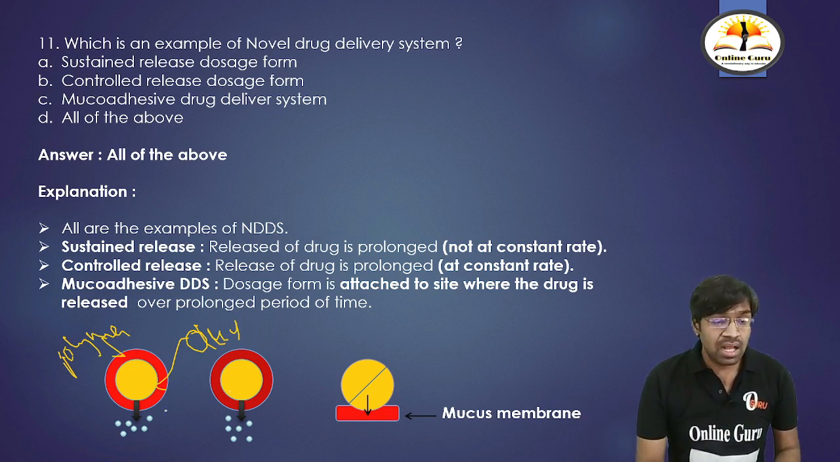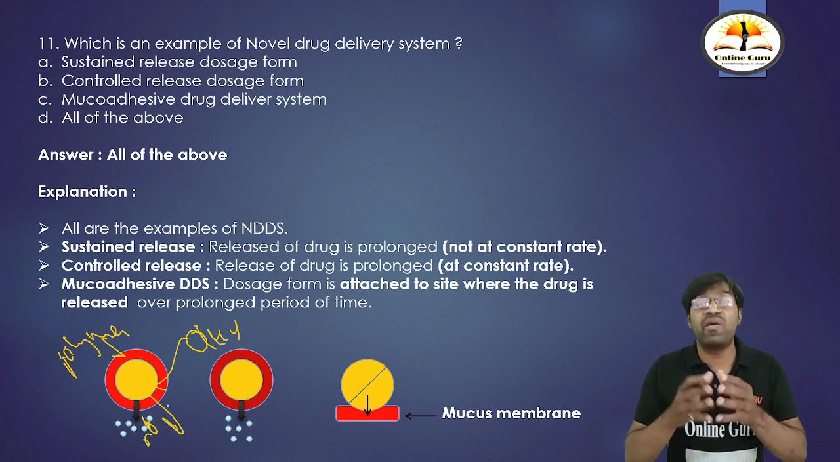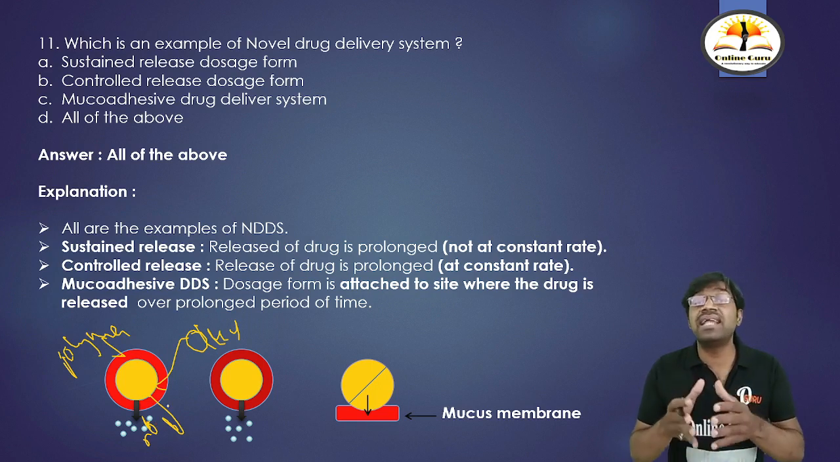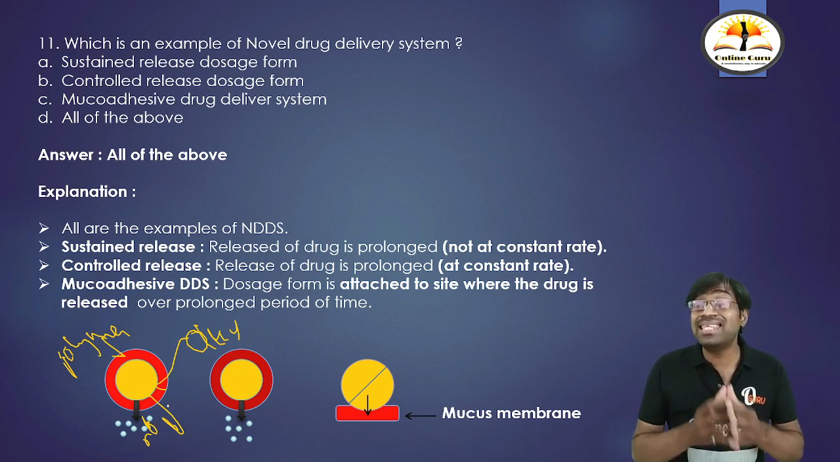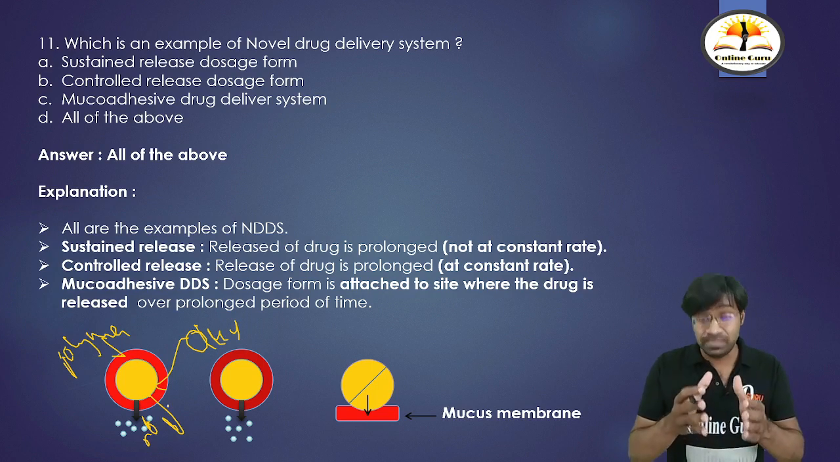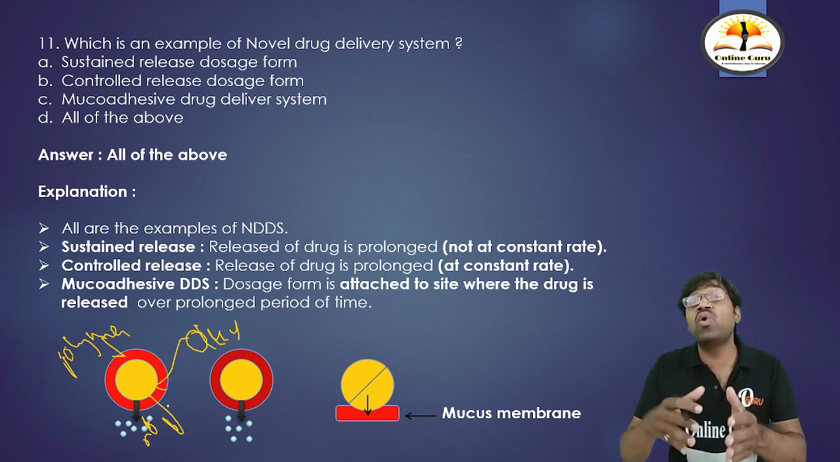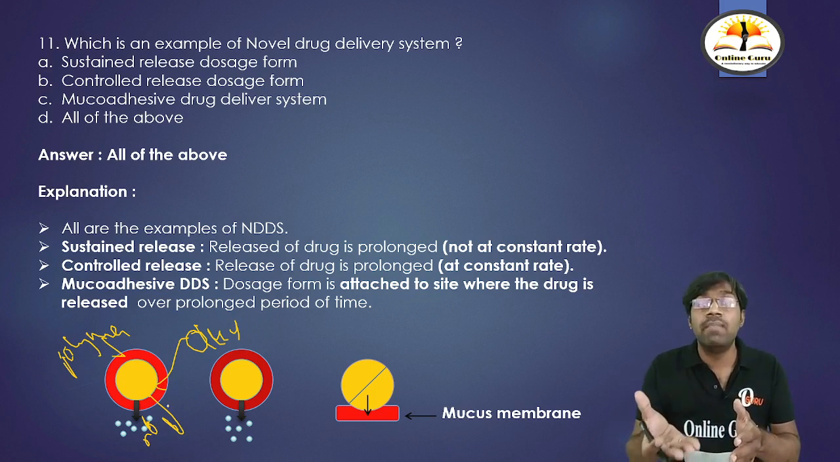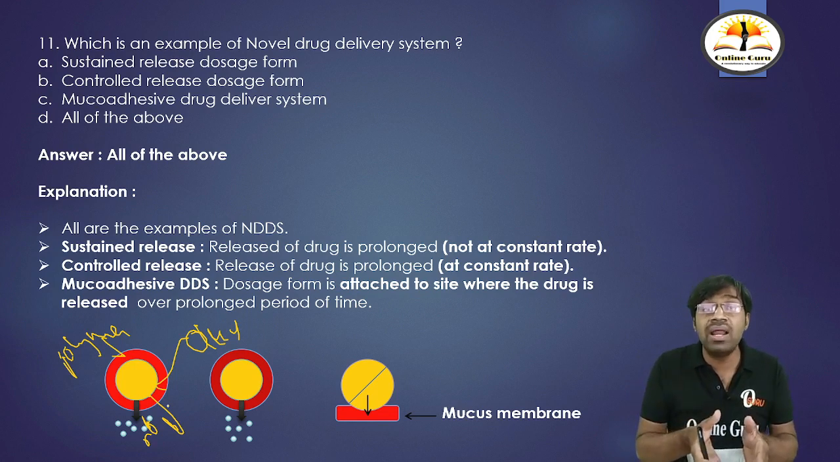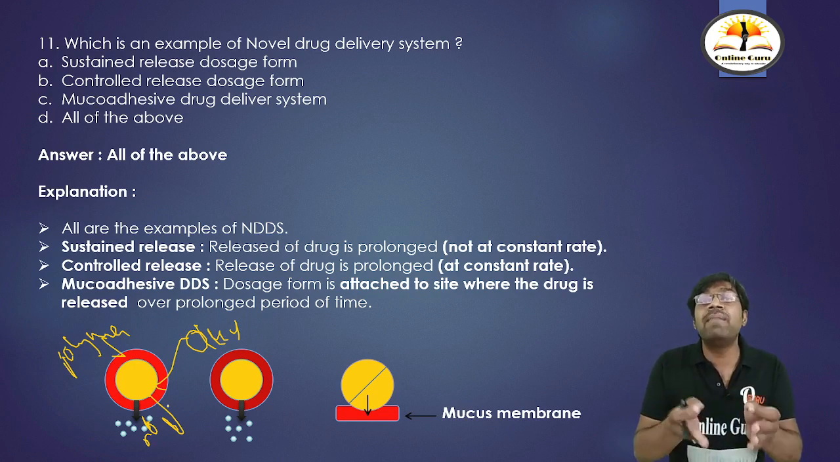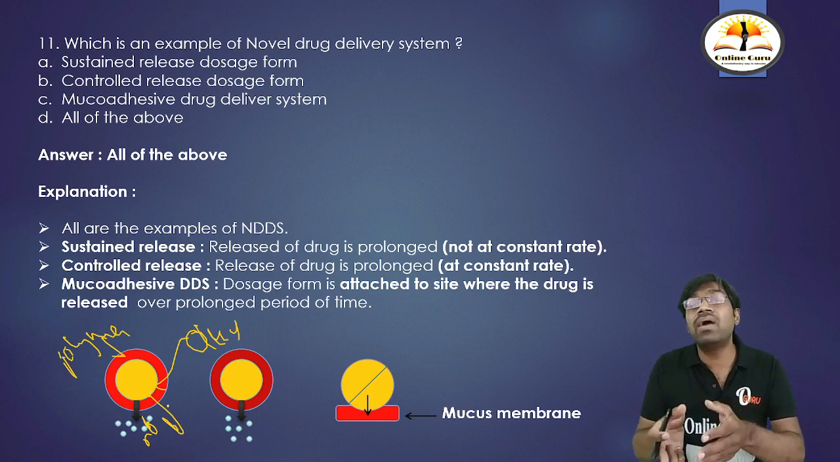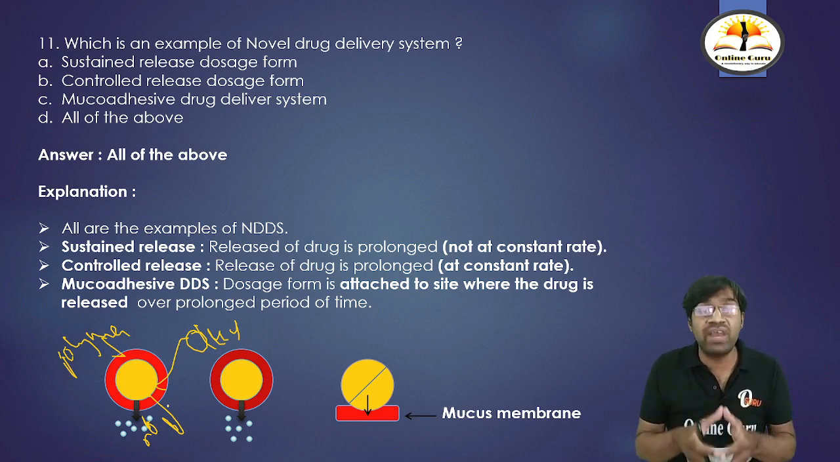See here, this particular drug is going to get released through this polymer for a prolonged period of time in the case of sustained release dosage form. But in sustained release, the drug is not going to be released at a constant rate. Means in the first hour it is going to release 50 milligram of drug, but in the second hour it can release 100 milligram of drug in the case of sustained release dosage form.